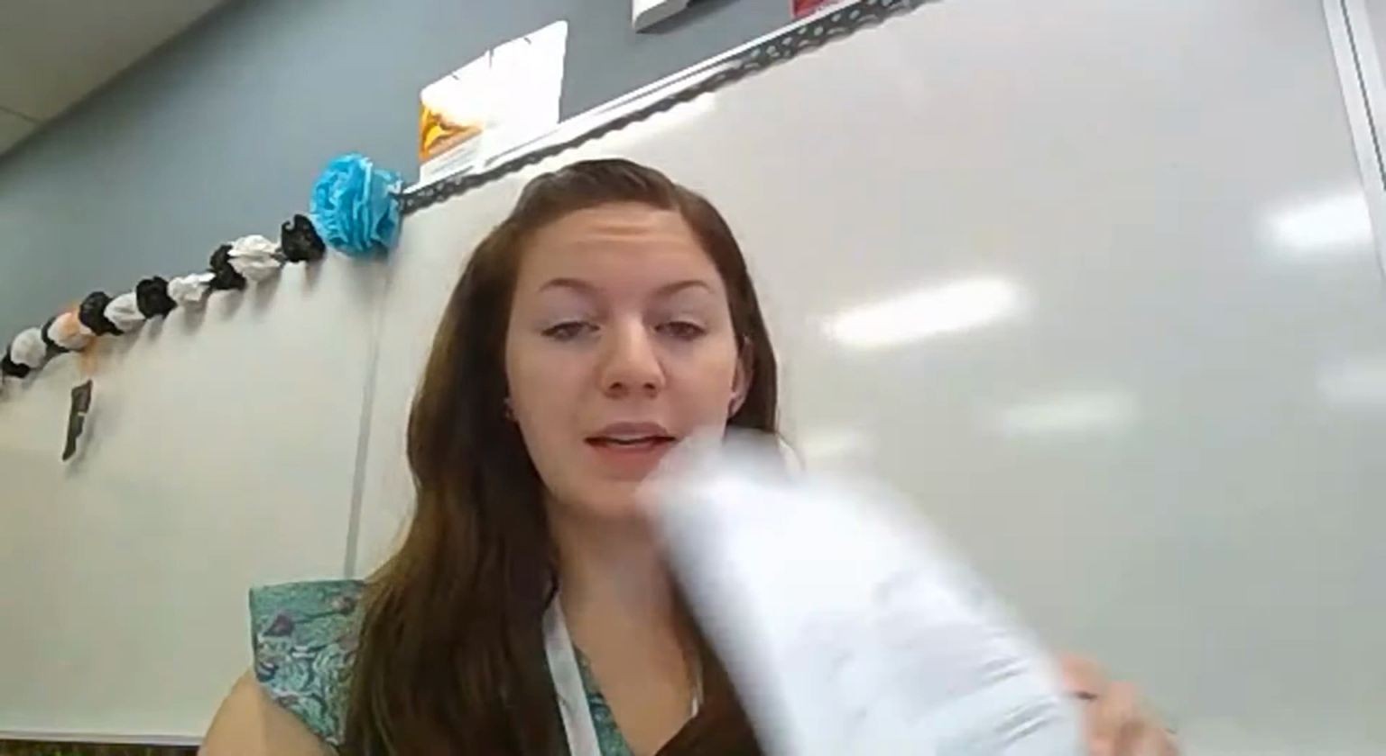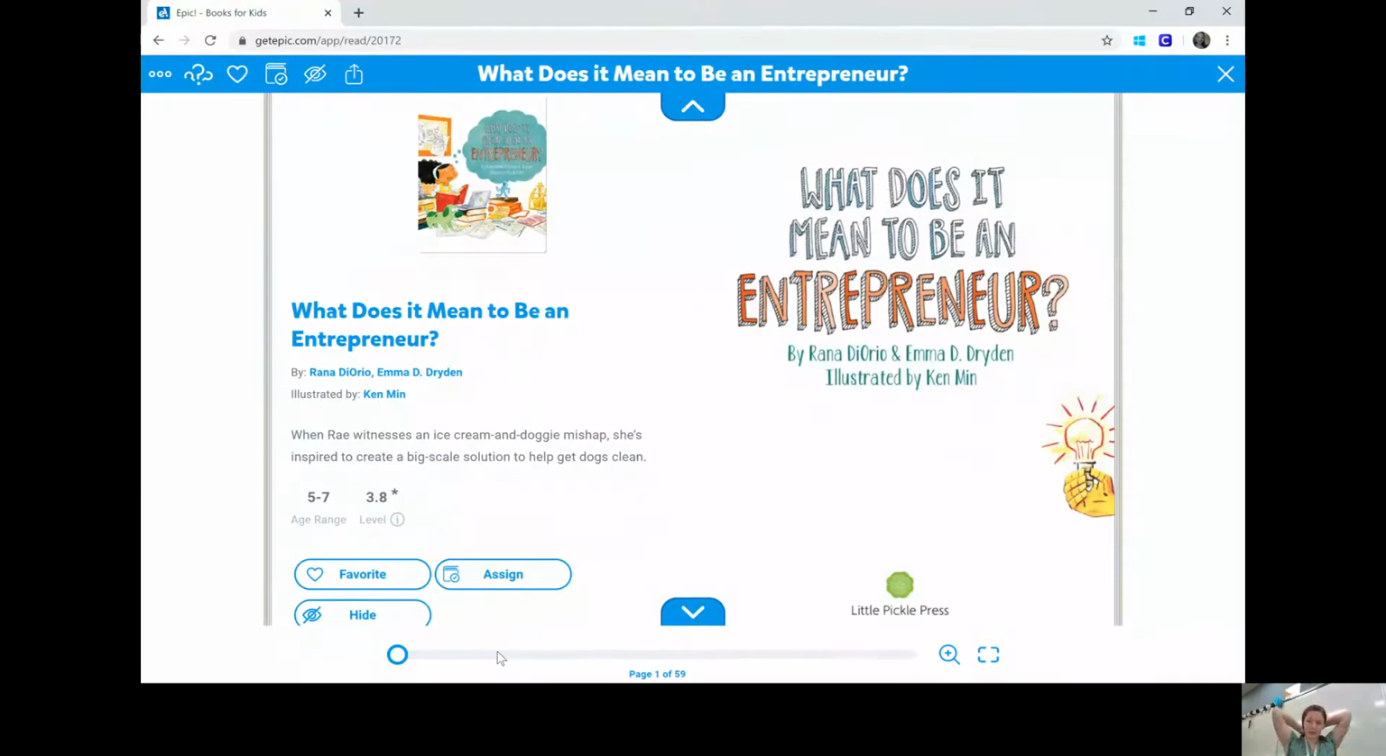And I have a cute little story because this is called our entrepreneur lessons. I'm not sure if you guys know what that is. Some adults don't really know what that is, and that's okay. This is something you probably haven't really talked about and may not for a long time, but it goes right along with all of our business lessons. There's a cute story called What Does It Mean to Be an Entrepreneur? And this is by Rana Diorio and Emma D. Dryden, illustrated by Ken Min. Hopefully I didn't mess those names up.